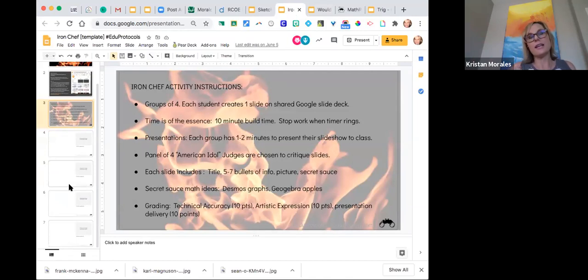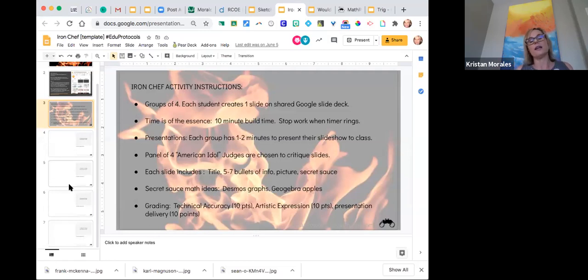And the key here is time is of the essence. You share it with the group at the start of class, and you literally only give them 10 minutes to build. You give them a topic, and the students then have 10 minutes to build. And then when the time is up, they've got to be ready to present their slideshow to the class.